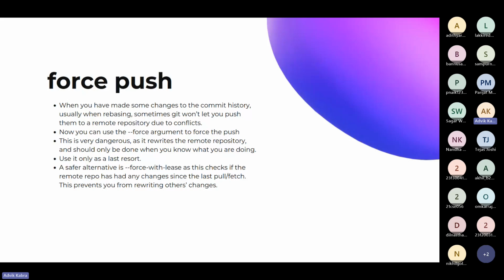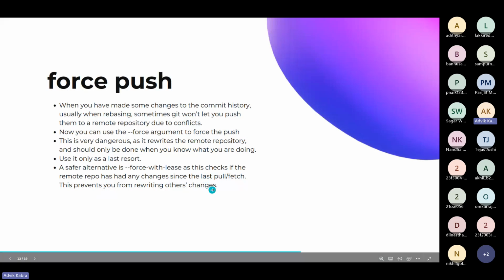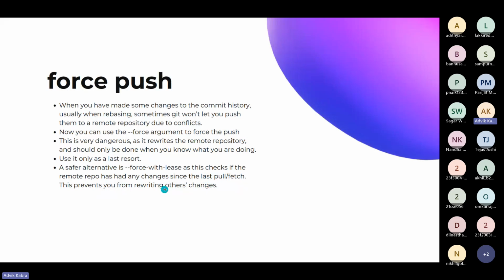So, at any time, if you want Git to just listen to you and do as you're telling it, you can just do a dash dash force. So, another thing which could be used is dash dash force with lease, right? Which just checks if the remote repository has had any changes since the last pull or fetch.